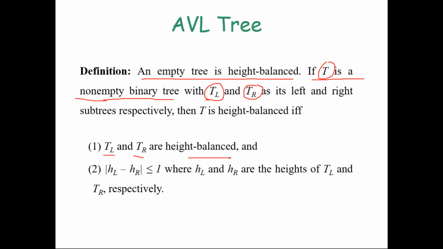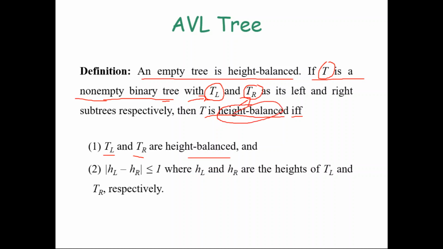So the point is, if T is a non-empty binary tree and TL is its left subtree and TR is its right subtree, then T will be called height balanced if and only if TL and TR are height balanced. That is, if the left subtree is height balanced and also the right subtree is height balanced. So what does height balanced mean?